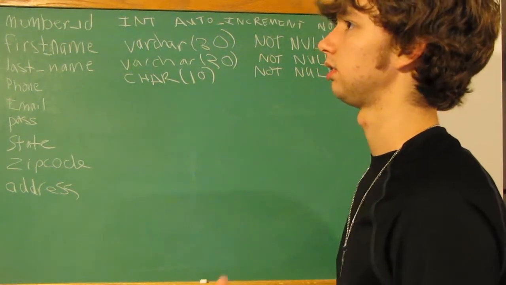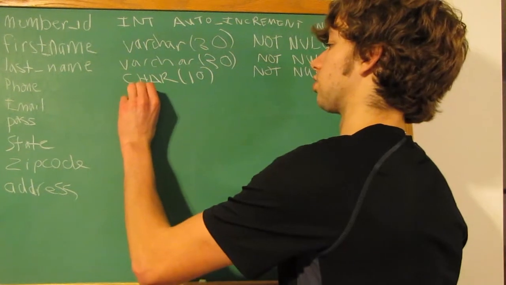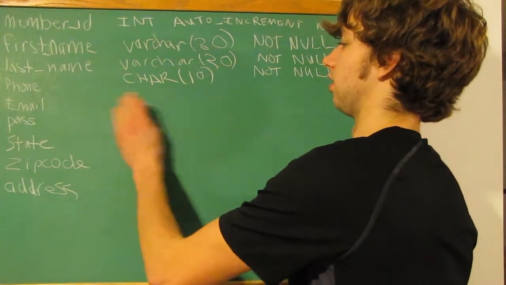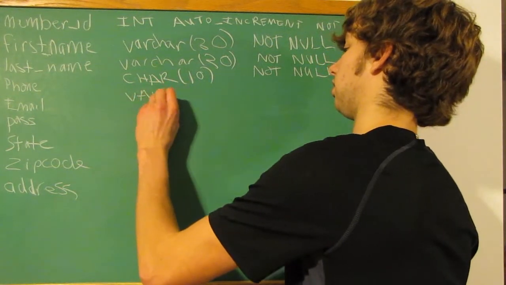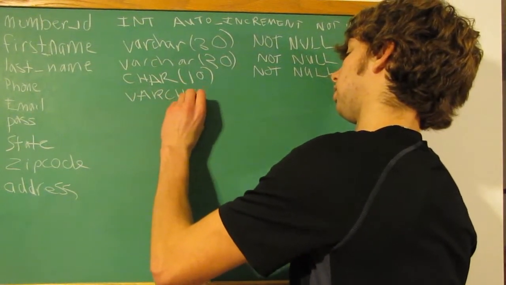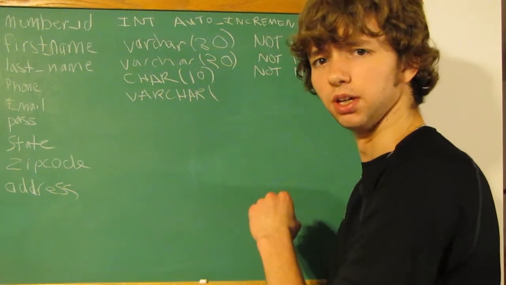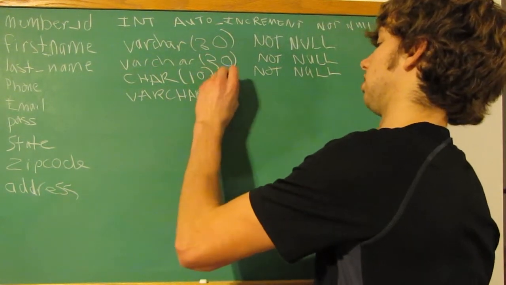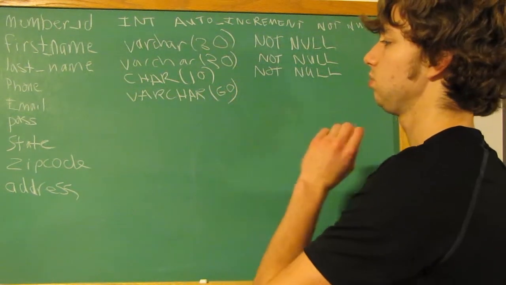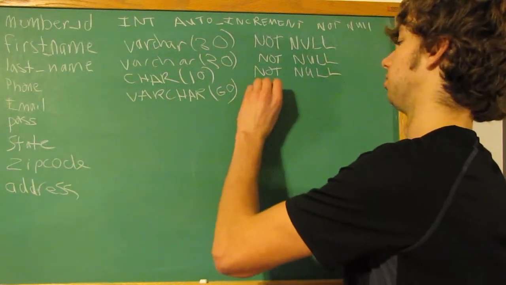Email, varchar 30 again. Now let's make it varchar 60, because there's some long emails out there. I wonder what the longest email is. What's the limit? Somebody tell me, please. Varchar 60. Null. Let's just make it not null.